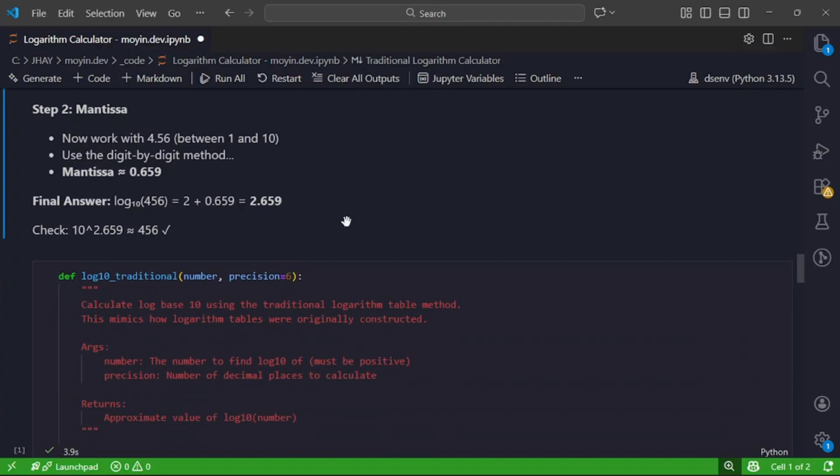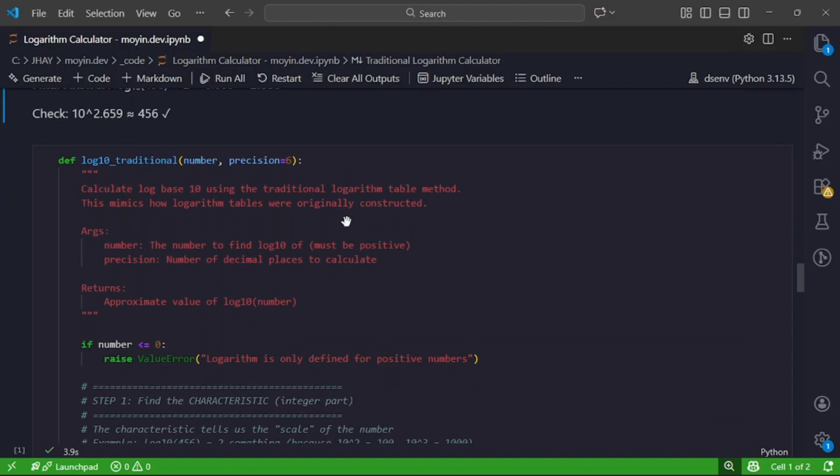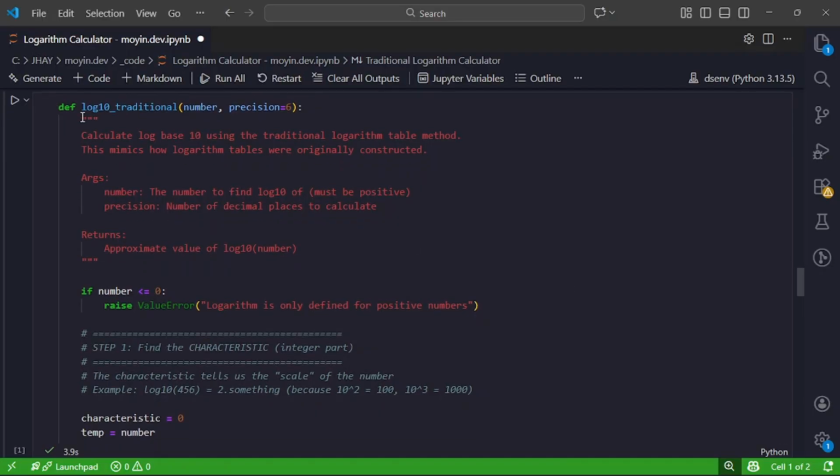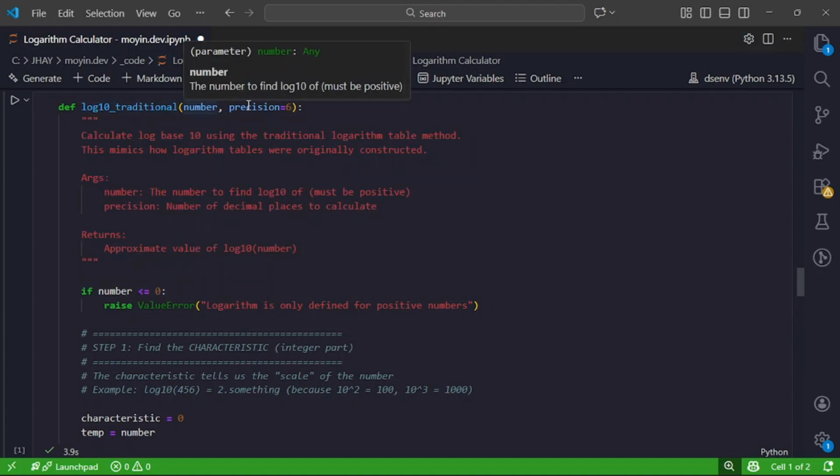So, we are going to take a look at our code here. First, we define our function. The function takes in the number and the precision. Basically, the number of decimal places you want to calculate, because you can calculate it to infinity. So we stop at 6 decimal places.